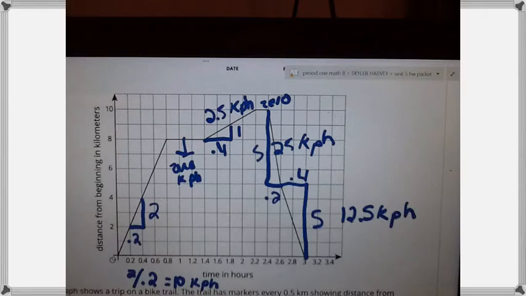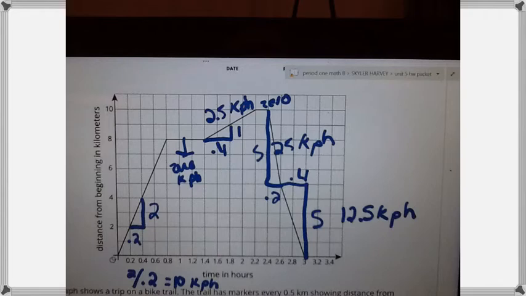Okay, so the first thing is I really hope you looked carefully at what the labels were here. This was time in hours, and then this was distance from the beginning in kilometers, which means that this person taking a bike trail starts out and then they go further away from the beginning of the trail, and then they start coming back to the beginning of the trail, and by hour 3 they're back to the beginning. So they took a 3-hour bike ride.